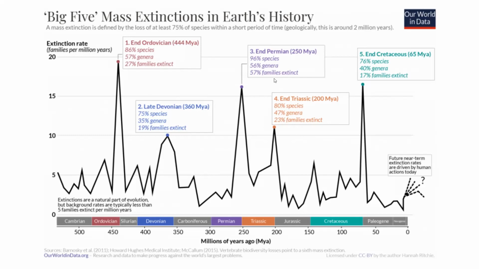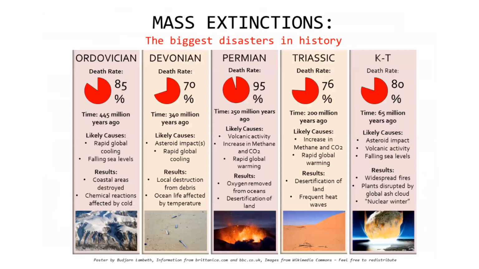So we can see the big spikes in this graph where we see the extinction rate really increase drastically. And you can see at these different extinctions the percentages of the species that were wiped out. So for the Permian extinction, 96% of all species were killed. So we can see that these were extremely devastating events. And depending on which one we're looking at, they have different likely causes. So asteroid impact, volcanic activity, rapid global warming, things like that.